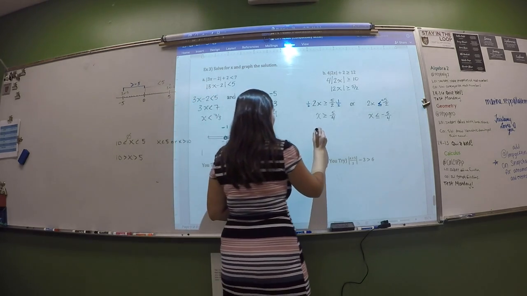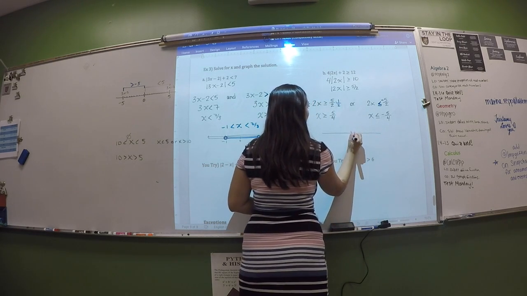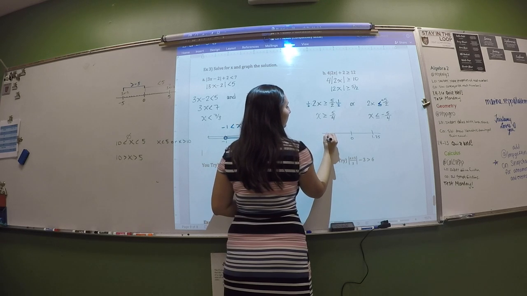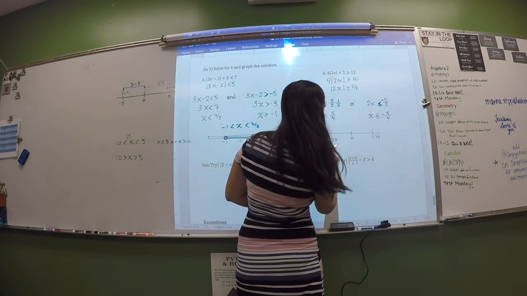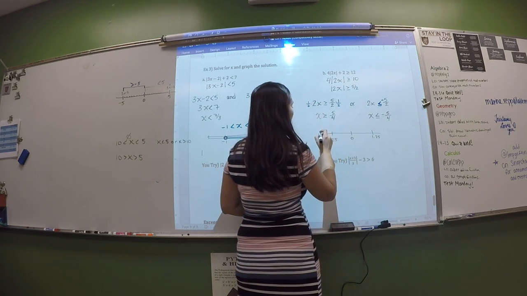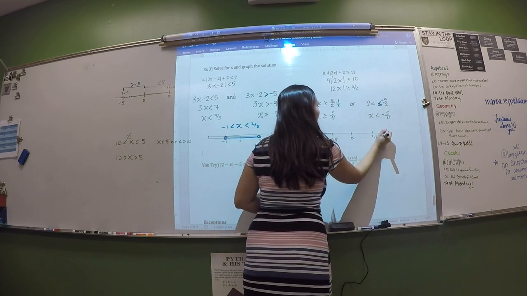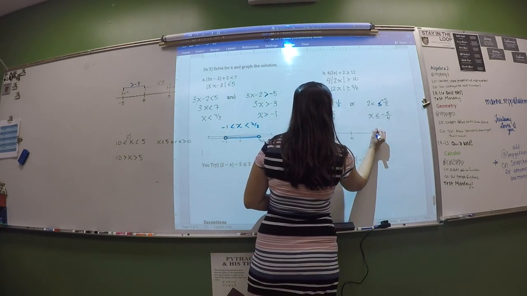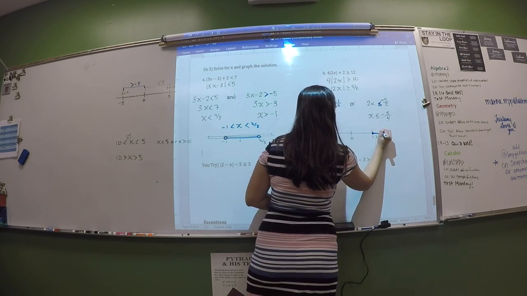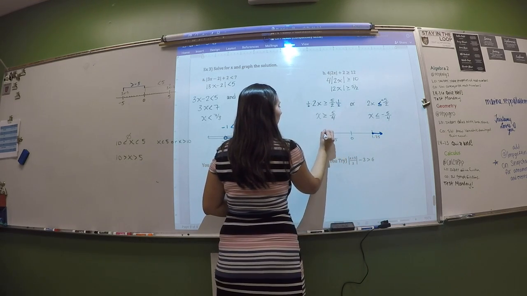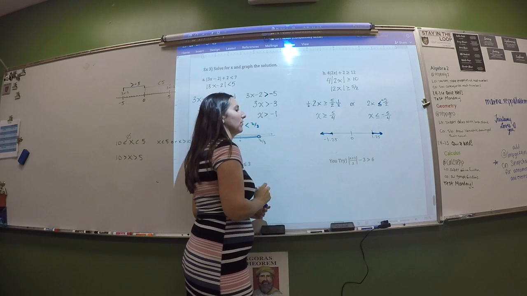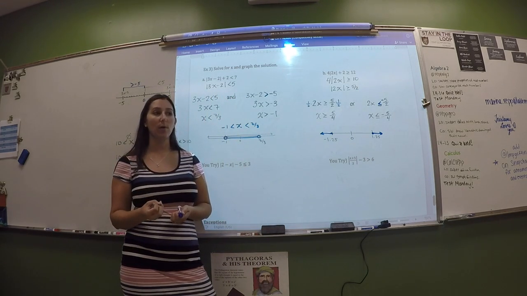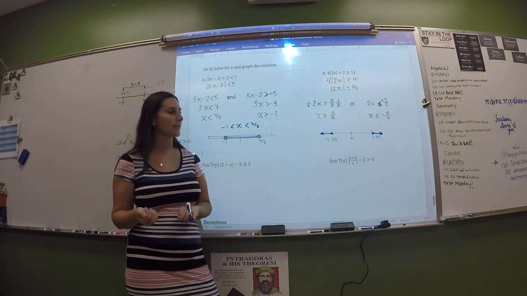Let's look at a number line. And 5/4 is 1.25. So we got x is greater than or equal to 5/4, or x is less than or equal to negative 5/4. Okay, which makes sense because of the word or. But if we put the word and in there, it doesn't make sense.